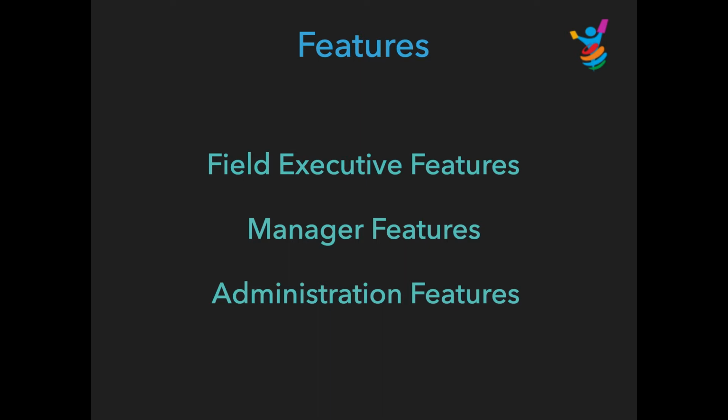The first set of sub-features is the field executive features. These are features for people who essentially go out and communicate with possible customers. Some examples would be truck drivers, salespeople, or delivery men.